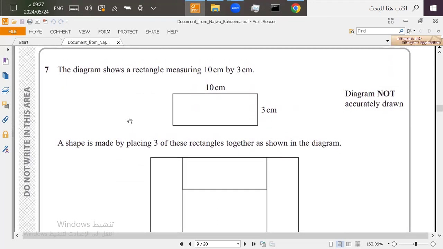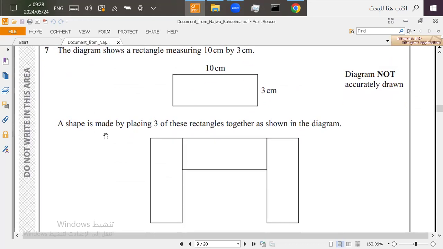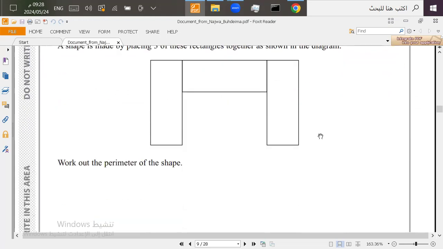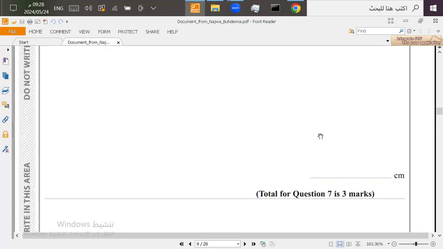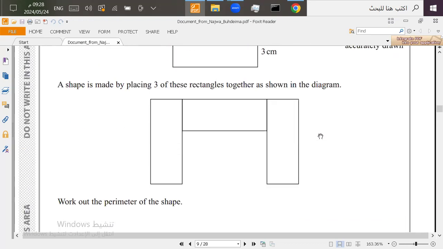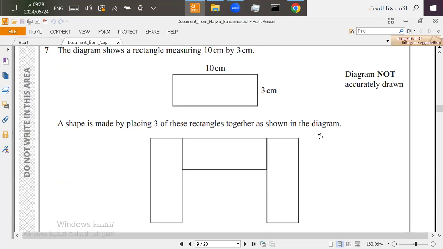Question 7. The diagram shows a rectangle measuring 10 centimeters by 3 centimeters. A shape is made by placing 3 of these rectangles together as shown in the diagram. Work out the perimeter of the shape. So we're going to try to find out the perimeter of the shape by putting all the numbers in the right places. So first, let's put the numbers in the right places, and then we're going to find the perimeter of the shape.